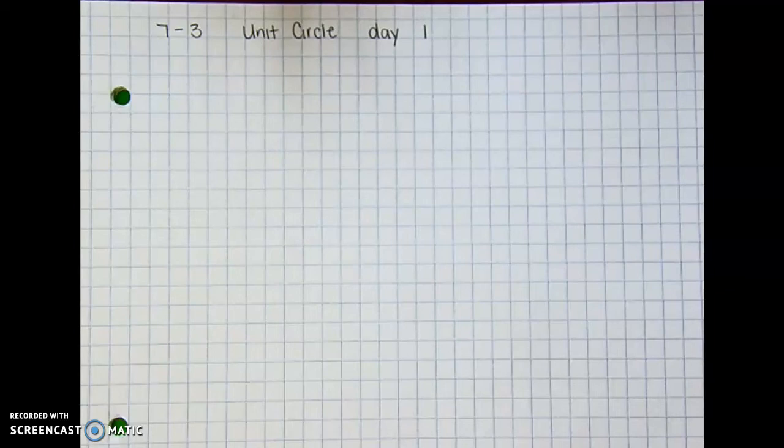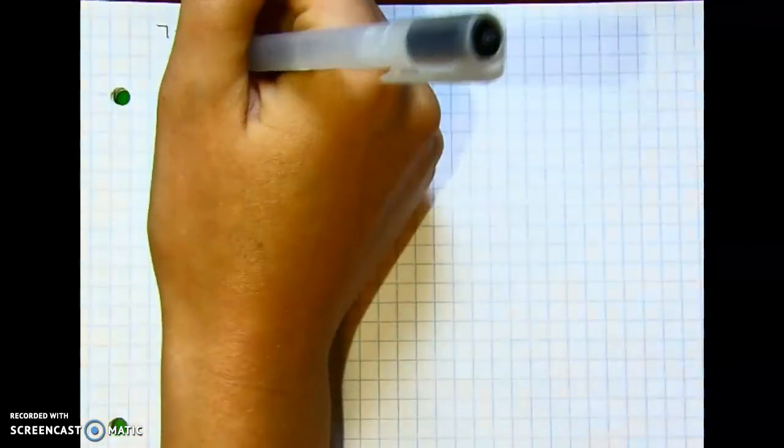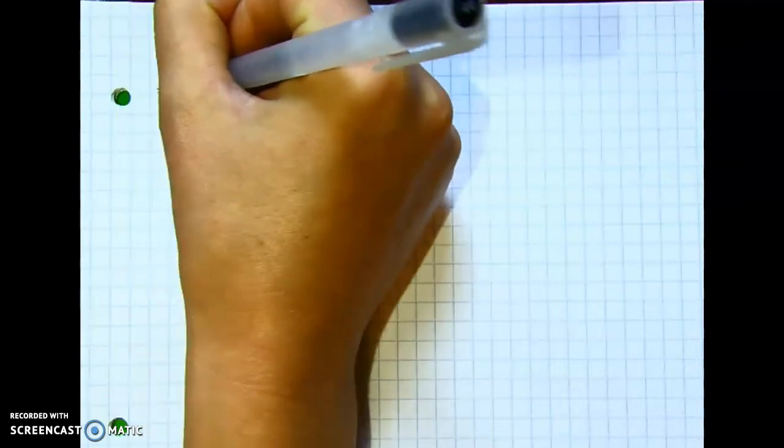Hey Algebra 2, I am excited to start the unit circle. We're going to start with the first quadrant. So before we actually start with the first quadrant, we want to talk about coordinate points in the unit circle real quick.